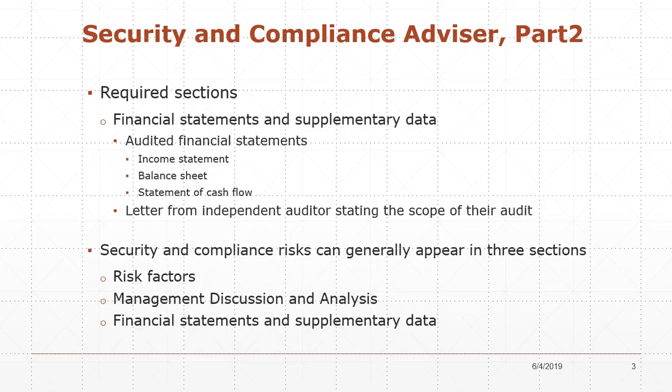Another required section is the financial statements and supplementary data. And this is where you'll have those audited financial statements, the income statement, the balance sheet, the statement of cash flow. And you also have a letter from your independent auditor stating the scope of the audit that they performed.